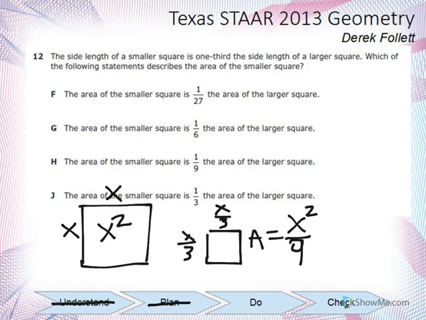Okay, well the first area was x squared. The second area was x squared, there's that x squared again, over 9. So couldn't I rewrite that as 1/9 times x squared? In other words, the area of the small square is 1/9 the area of the big square. And that would be answer choice H.